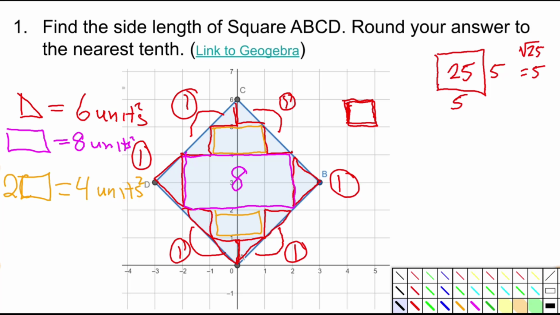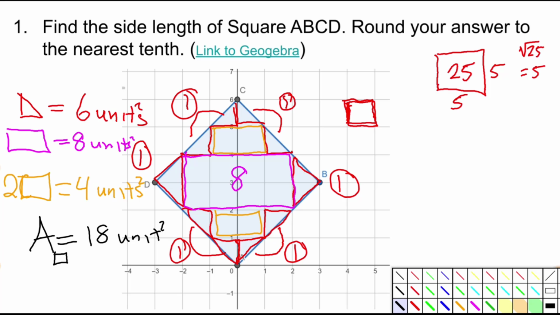All right, so that works. That's a great method of doing this. So that's going to be 10, 18. So they found out that the area of the whole square is going to be 18 units squared.